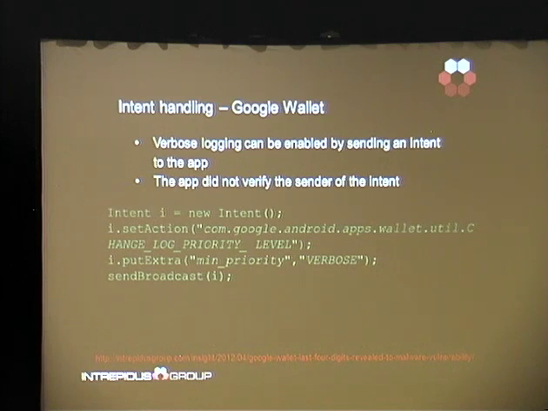So this little snippet of code here is basically a piece of the exploit code. What happens here is an intent gets declared by, let's say, our application, written by Intrepidus. We set the action to change log priority level, and that's the action that Google Wallet will have an intent filter for. Then we add a little extra field to turn on verbose logging, and then we just blast it out. And what happens is, of course, the application starts dumping parts of the credit card number.